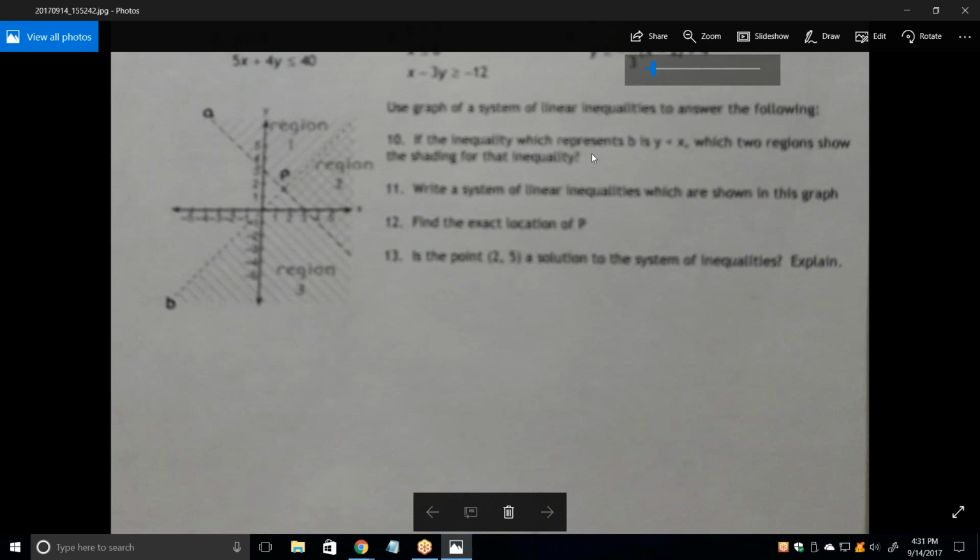Okay, let's see. If the inequality which represents B, and they're referring to this picture over here, is y is less than x. See why that is the graph of y is less than x? Not that obvious. Hold on a second. What's going on here? I guess I already have it. No, I don't have it. Just a second here.